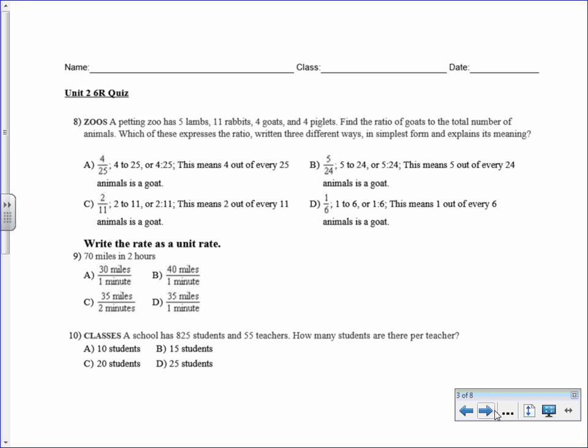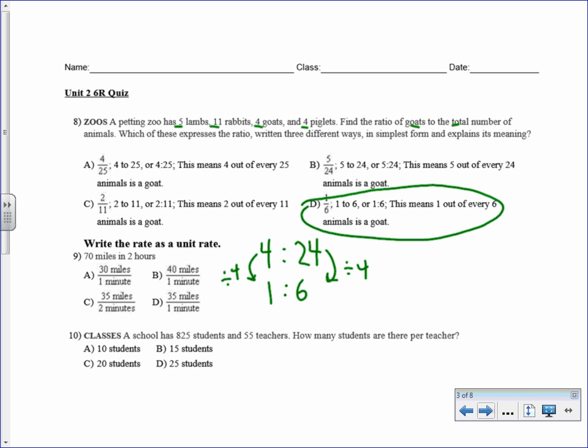All right, last 3. Petting zoo has 5 lambs, 11 rabbits, 4 goats, and 4 piglets. Find the ratio of goats to total. All right, 4 goats. What's the total? 5 plus 11 plus 4 plus 4. 24. We have to simplify, though. What goes into 4 and 24? 4. 1 to 6. The answer is D.